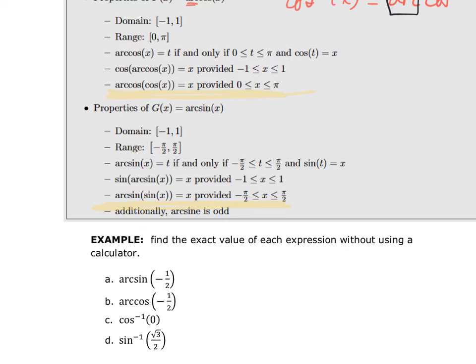However, these are freebies. Those two are freebies. Those will always equal x. Those will always equal the angle. Those will always equal the answer. So if my composition is such that my inverse is on the inside, my inner function, I'm good to go. There is no work done. But if it's on the outside, I have to pay attention to it.